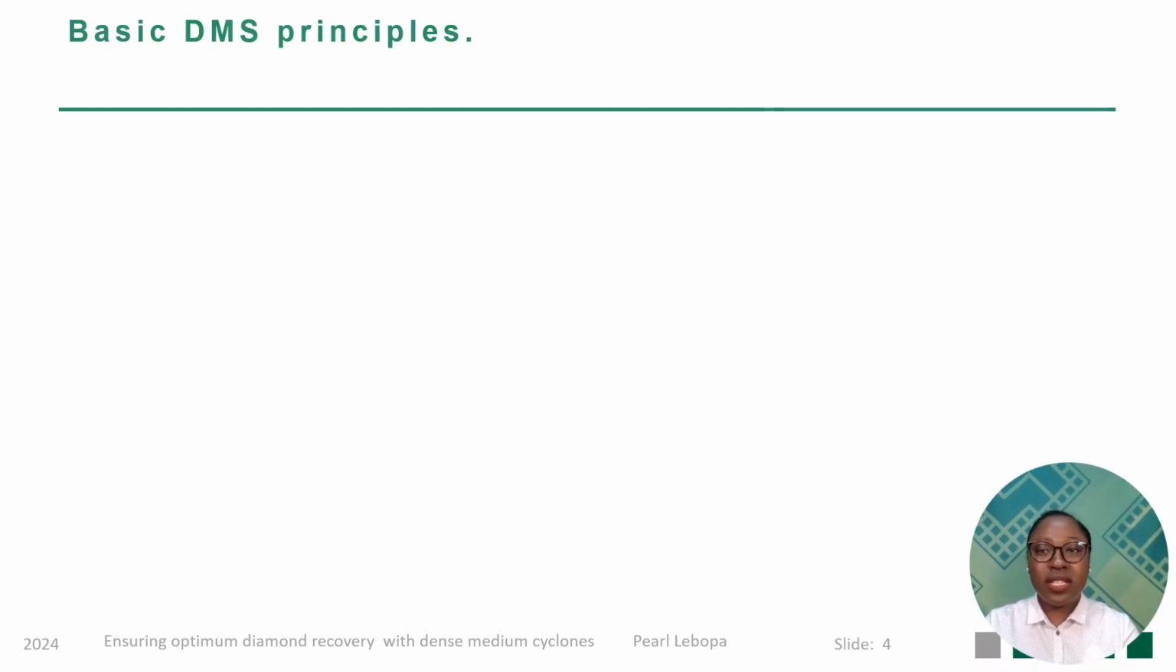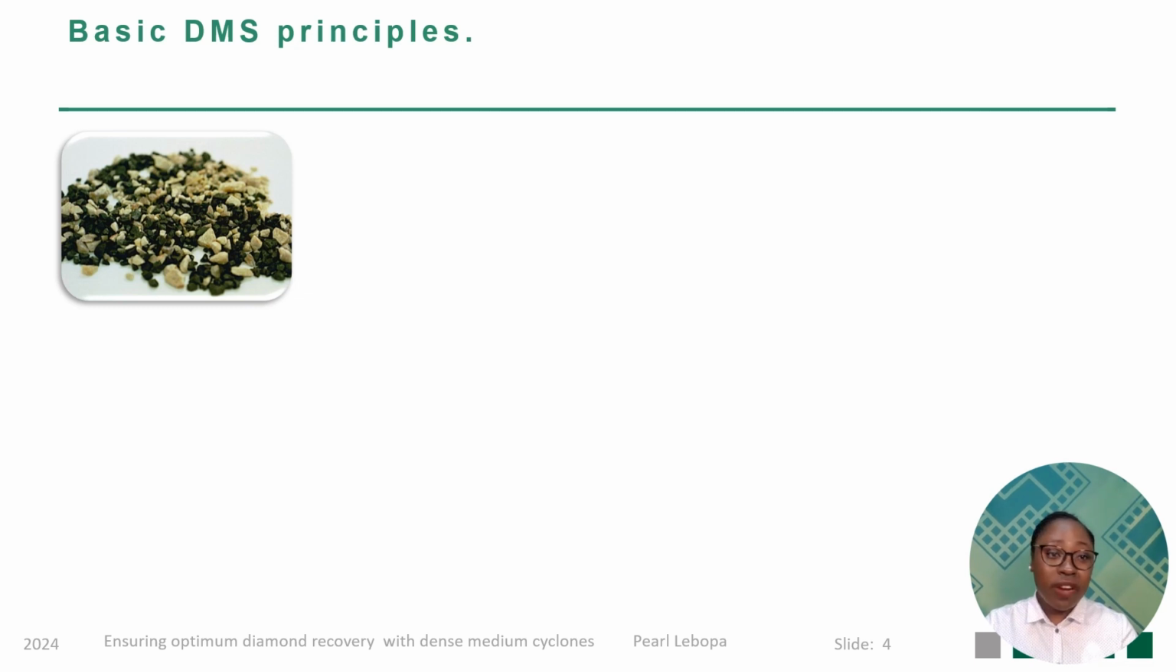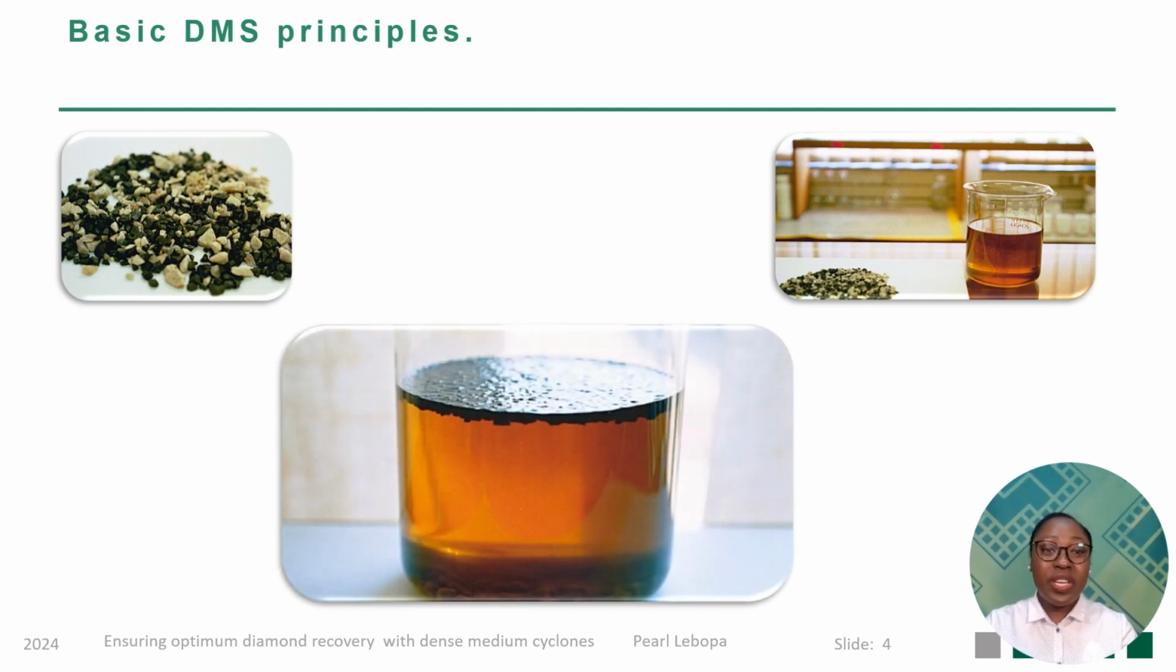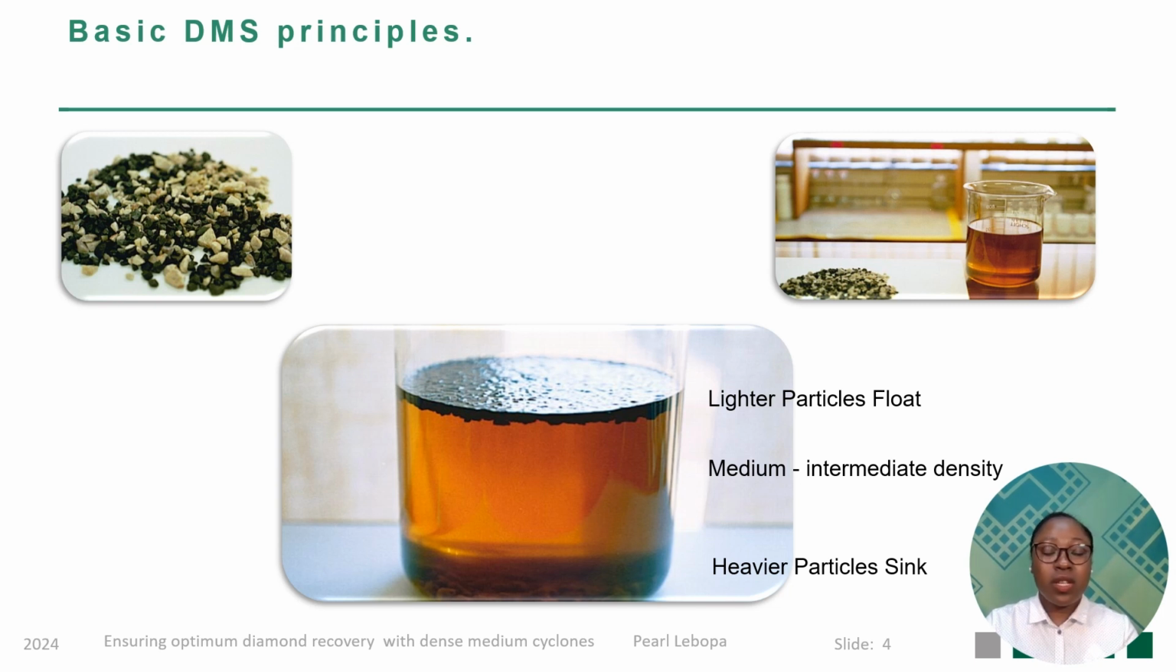Just as a basic description of dense medium separation, you have an ore body consisting of light and heavier material. Then you introduce that ore body to a medium that has an intermediate density, and you give it enough time to settle, and then separation takes place. The lighter particles will float on the top, then your heavier particles will sink in the bottom.